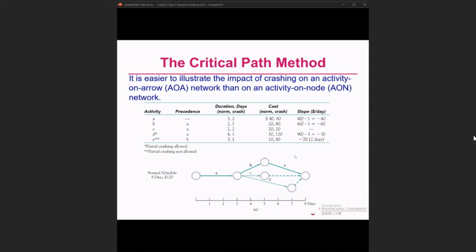this example. It is easier to illustrate the impact of crashing on an activity on the AOA network, activity on arrow, than on an activity on node AON network. But I indicated the AOA network is easier to understand how we can really crash a project. But since AOA is difficult to draw if there are more than 5 activities, because this is only 5, if we have 7 or 8, to be honest, I would recommend you to just draw several types of AON. Okay, several types of AON.